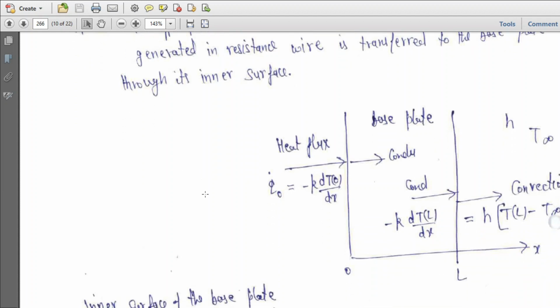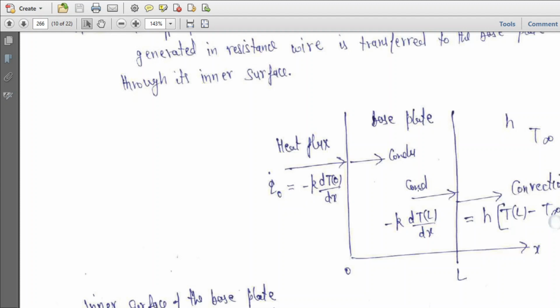So if you draw the figure, this will look like a plane wall. So here you have a plane wall of thickness L. This side is actually the electrical heater in case of a press, where you are generating some constant flux by the electrical heating here, that is Q naught. Now that flux is being transferred to the base plate by means of conduction. So that is balanced by the conduction flux here.